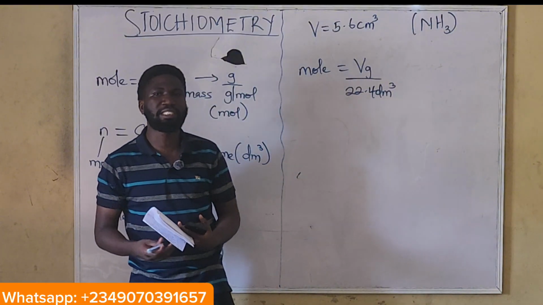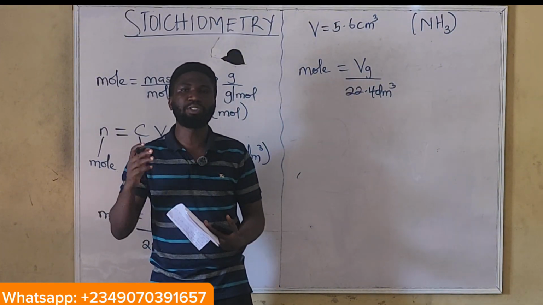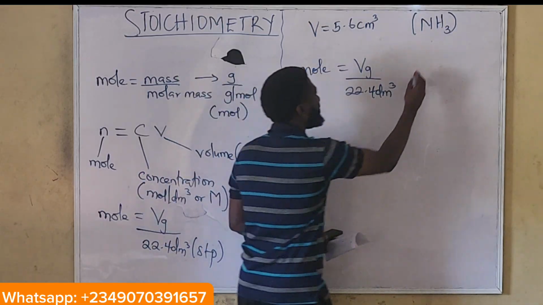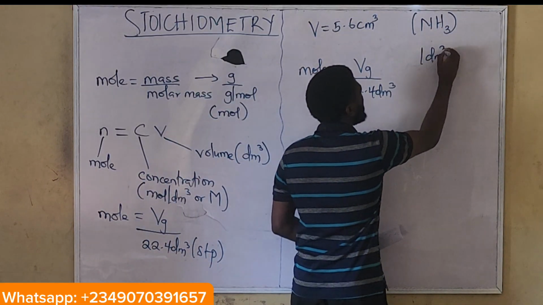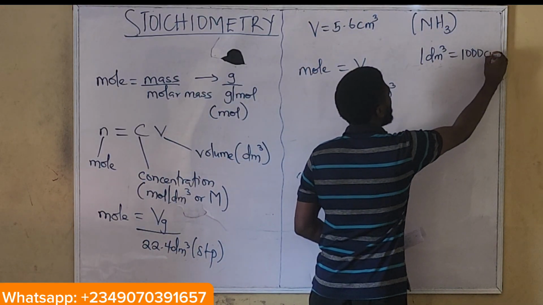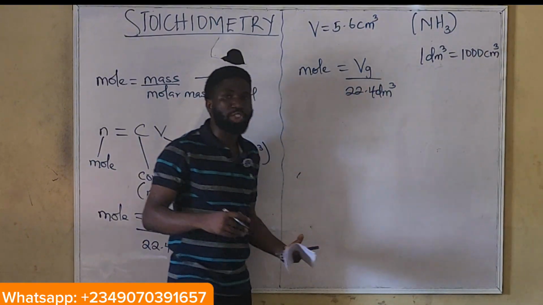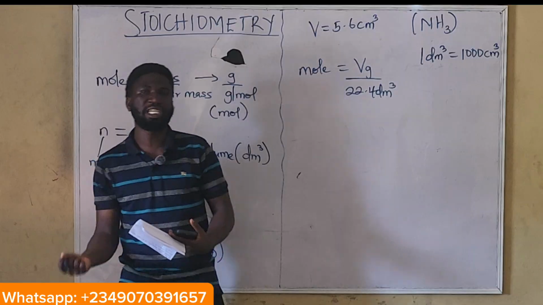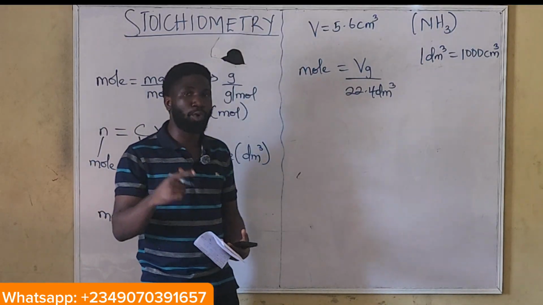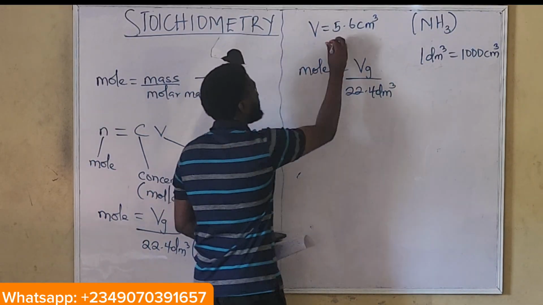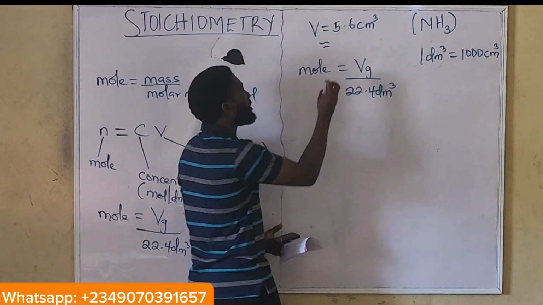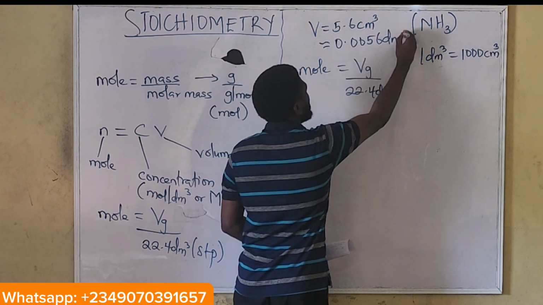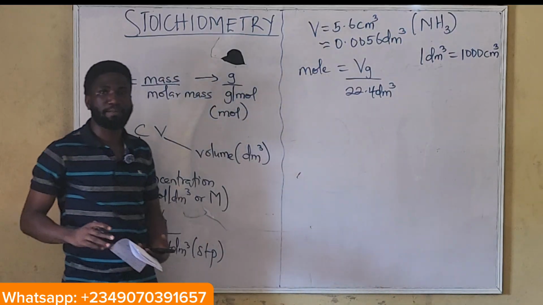Whenever you want to change cm cube to dm cube, you are going to divide by 1000. What I mean is 1 dm cube is equal to 1000 cm cube. So if you want to change dm cube to cm cube, it's times 1000. But if you want to change cm cube back to dm cube, that will be divided by 1000. So let's change this to dm cube, divided by 1000, that will give us 0.0056 dm cube. I hope you are getting it.